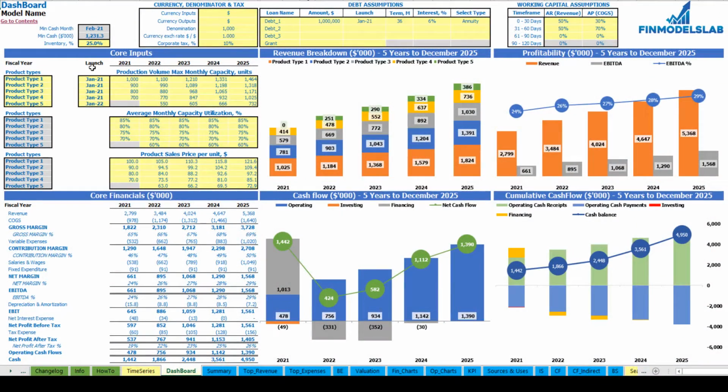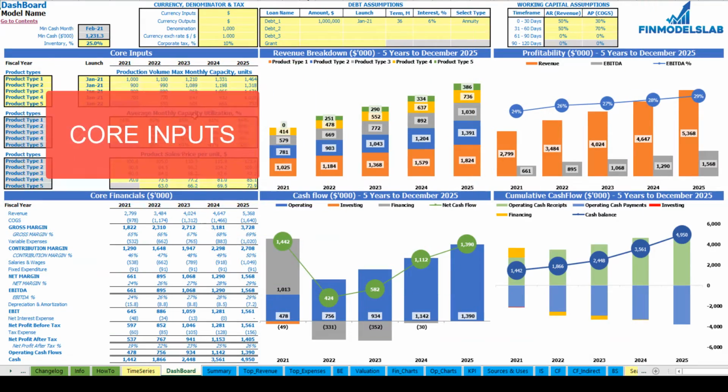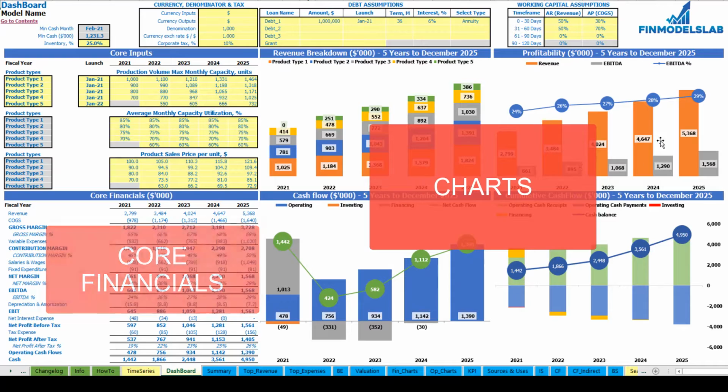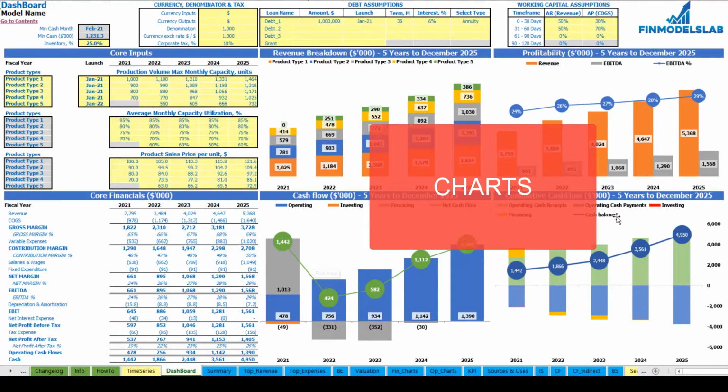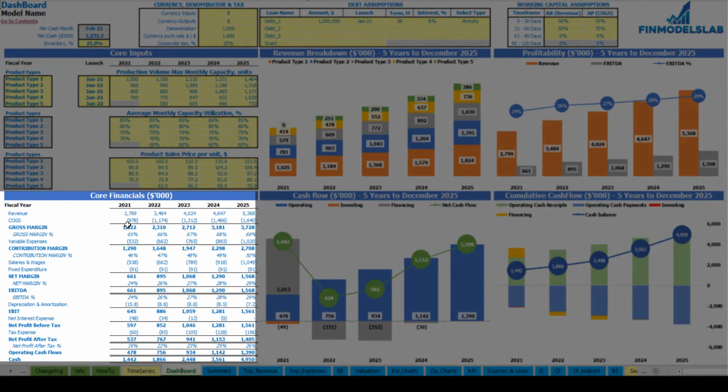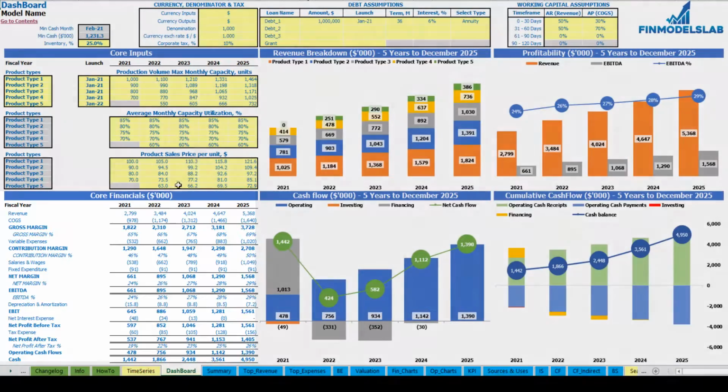On the dashboard you can set up your core inputs or drivers for the model, review the core charts such as revenue breakdown, profitability, cash flow and cumulative cash flow. And also review the core financials, which is summary of your financials by years. So let's start from the core inputs.